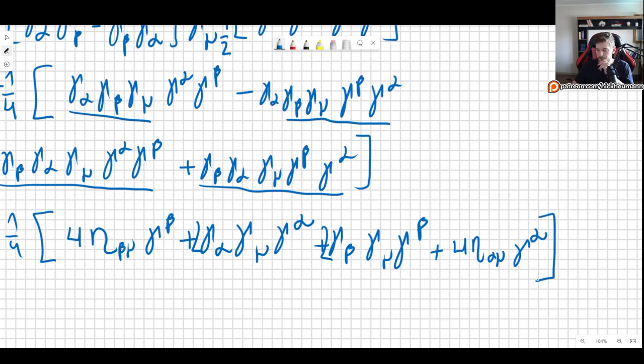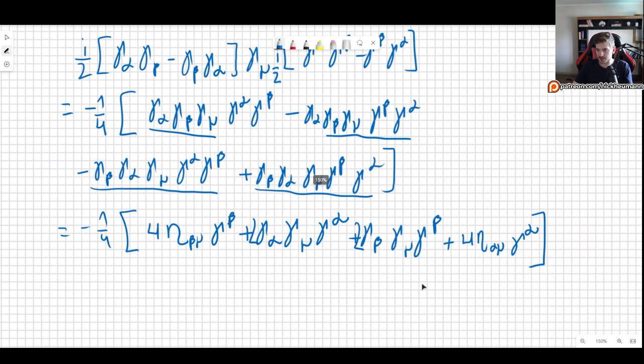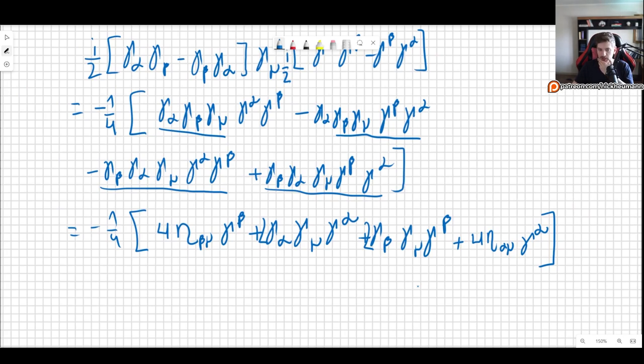Okay, I believe that is what we had. And now let's see. So this is minus 1/4. And here what we have, 4 eta beta mu, this means 4 times gamma mu, we are simply lowering the index. Then here, what is this?